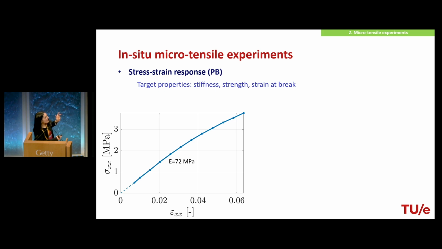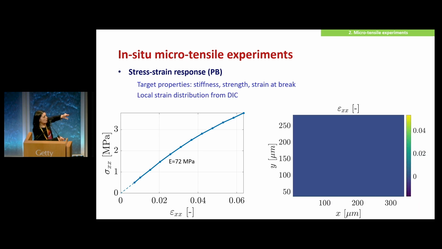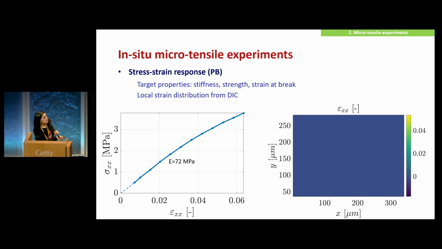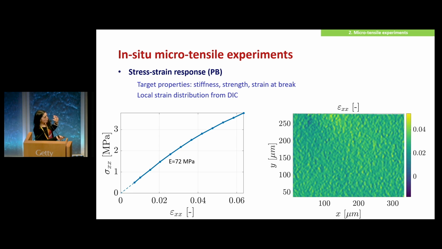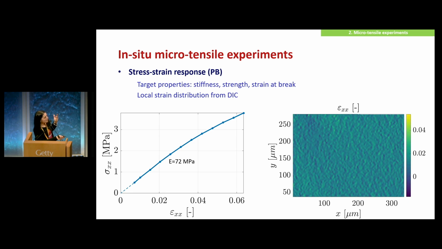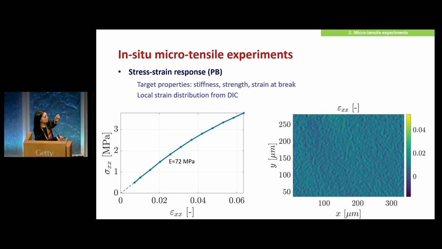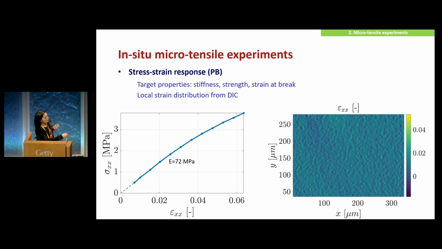The benchmark sample is actually Prussian blue, but we can have as target properties the stiffness, the strength, the strain at break. This strain is actually the average of the strain that is measured by digital image correlation. This is the evolution of the strain profile during loading. And what we hope to see, which is partially evident here, is some strain localization that is quite uniform. Strain localization means that we have strain concentrations in the direction of loading.